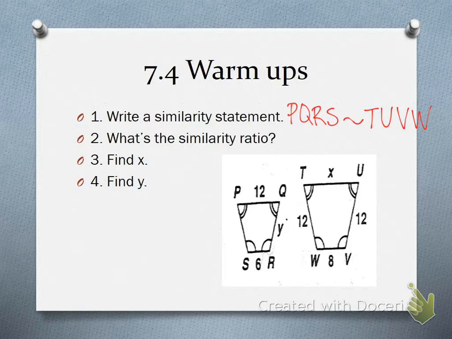What's the similarity ratio, also known as the scale factor? So give me two sides that we can compare that we know both of the sides. Okay, SR and WV, we know both of those down there. We know this one and this one. So if we put those in a ratio, 6/8 simplifies to be 3/4. Divide them both by 2.